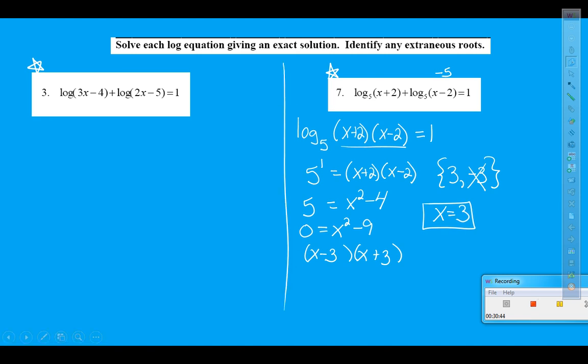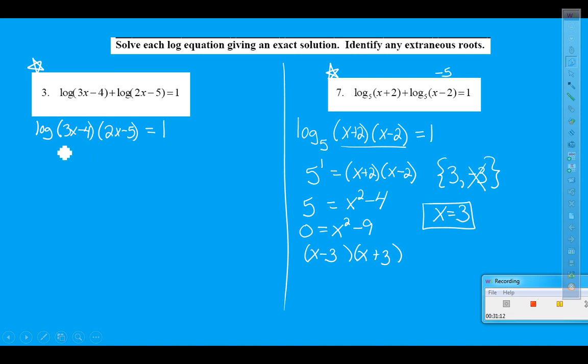Okay, let's get the toughest one on the whole worksheet out of the way. I got log of 3x minus 4 plus log of 2x minus 5 equal 1. Well, here's what it's going to look like. When I combine these into a common logarithm, I'm going to have log of 3x minus 4 times 2x minus 5 equal 1.